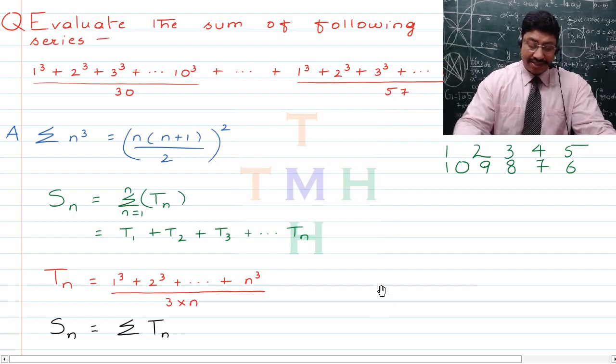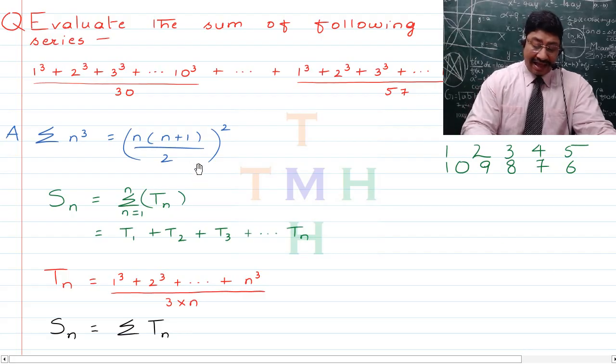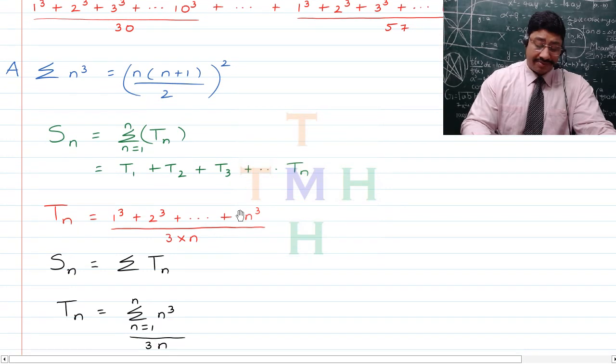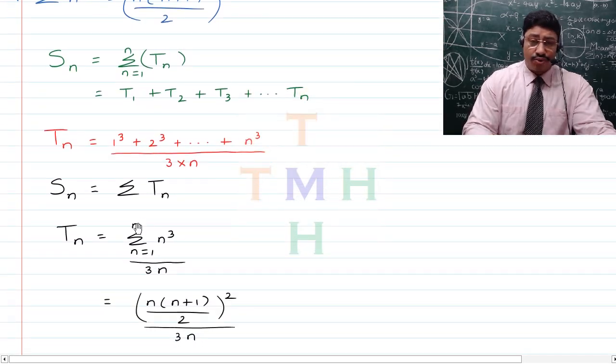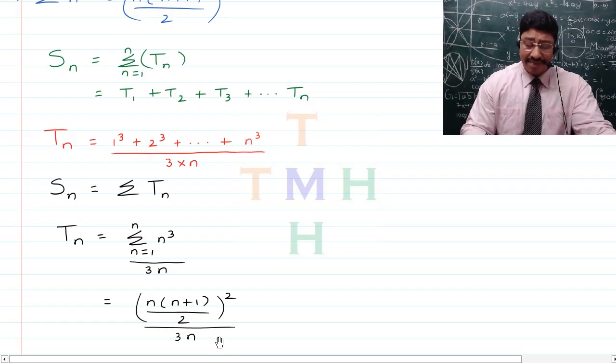So as such, next what you do is you write this sum as, in the numerator, sigma n cube, and in the denominator 3n, where n is varying from 1 to n, right? So further here you keep the value of sigma n cube, that is n times n plus 1 upon 2 whole square, and divide it by 3n.